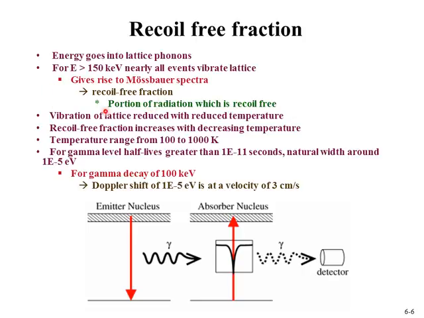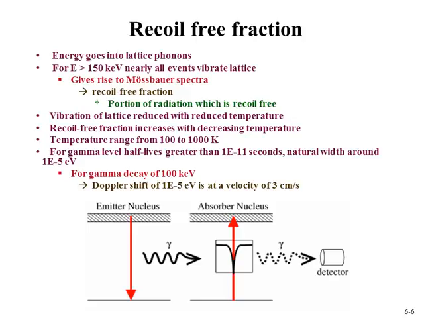There's a large recoil-free fraction. In other words, that's the fraction that doesn't vibrate the individual atom, but vibrates the entire lattice. Some of the experimental methods that are useful for Mossbauer spectroscopy include reduced temperature, because then the vibrational lattice reduces and the recoil-free fraction increases. So temperatures are usually pretty small.